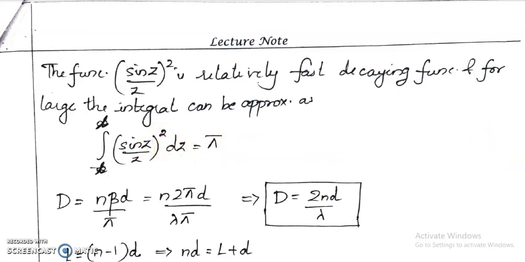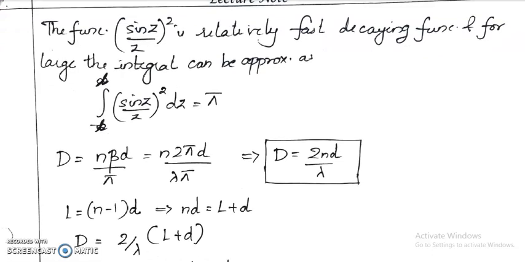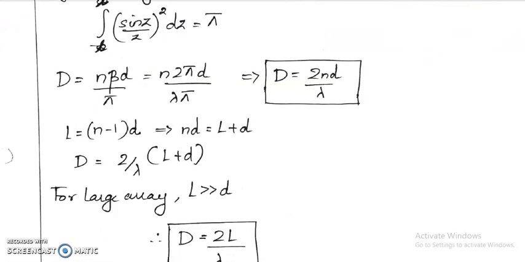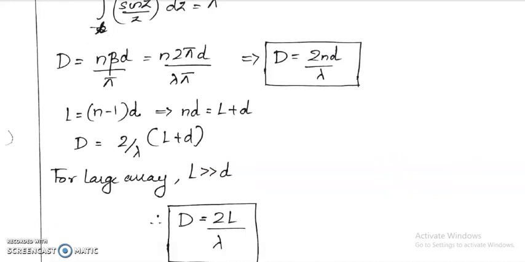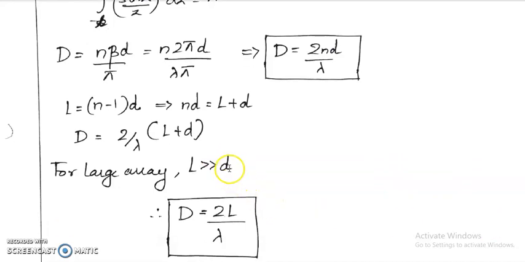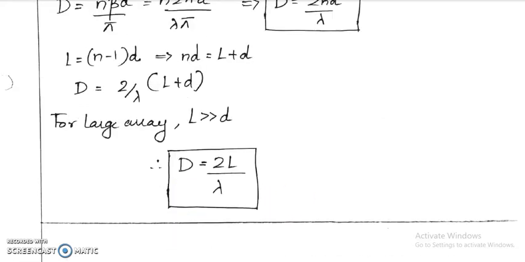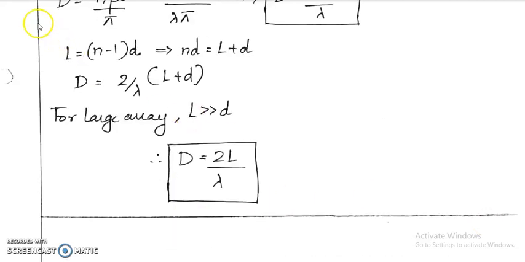You can substitute that, and you will get D is equal to 2nd by lambda. And we know that L is equal to n minus 1 into d. From that you will get nd is equal to L plus d. Substitute that here, and you will get D is equal to 2 by lambda into L plus d. For a large array, we can say that L is very much greater than d. So the directivity D is equal to 2L by lambda. That's all. Okay, thank you.